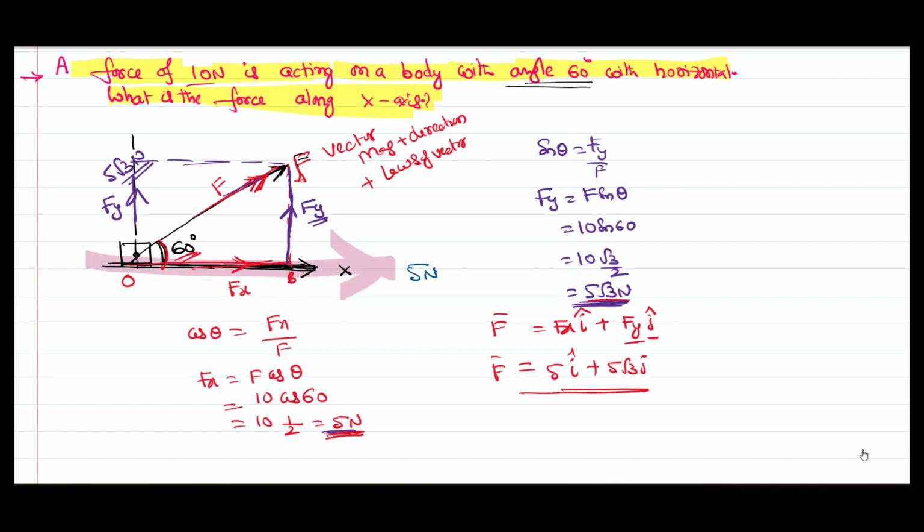If you check its magnitude, the magnitude of the vector is root of x component square plus y component square. So that is root of 25 plus 25 root 3 whole square, which is 25 into 3, that is 75. 75 plus 25 is root 100. That is equal to 10 Newton. So you get back your 10 Newton. 10 Newton has not gone anywhere. It is only identified as how much is there along the x-axis and how much is there along the y-axis. That's how we have to solve the problem. Thank you for watching.